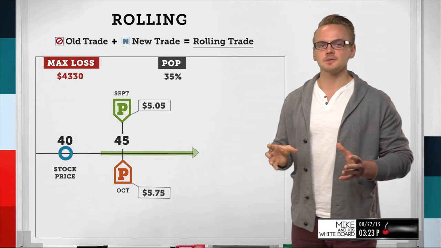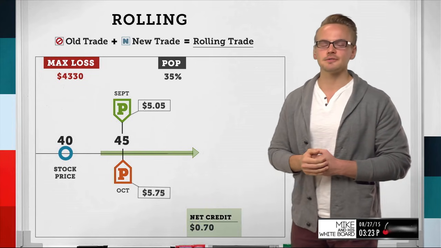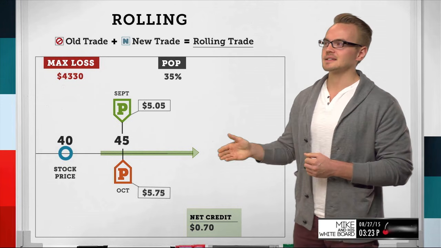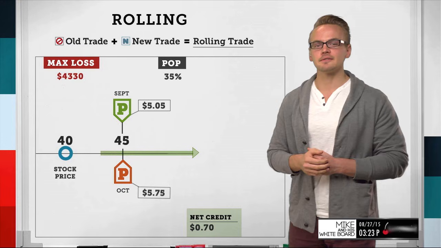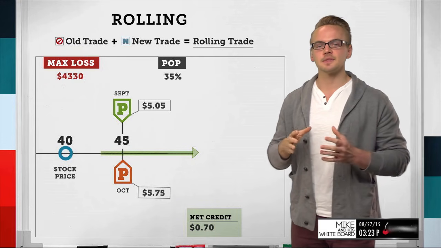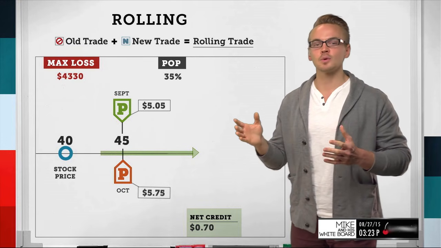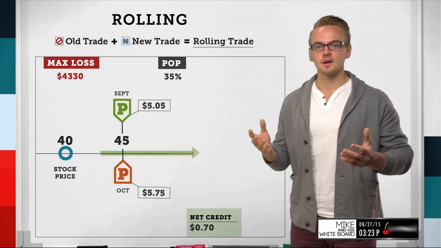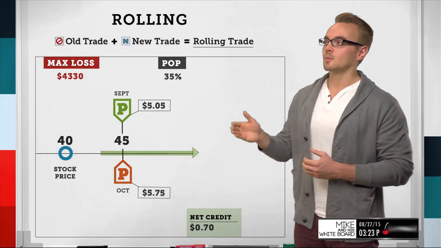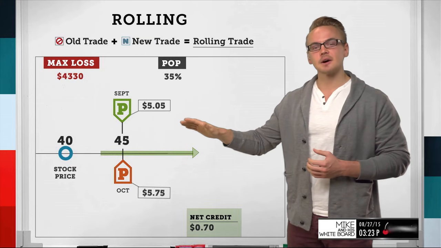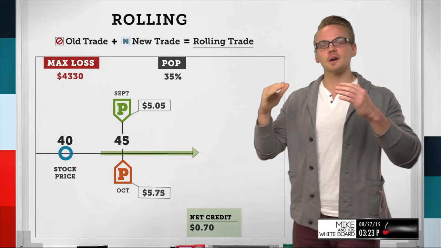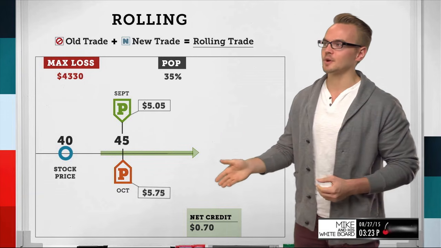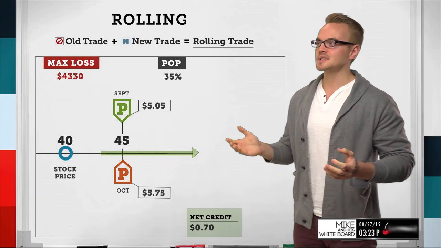So let's discuss why we can do this. If I'm buying back the September put for 505, and I can sell the October put for 575, the reason I can do this is because there's extrinsic value assigned with more days to expiration. Just like when we were talking about on an earlier whiteboard about extrinsic value, when we push the option out in time, that option is going to have more extrinsic value, which increases the option price. So since we can do this for a net credit of 70 cents, this is a good trade.